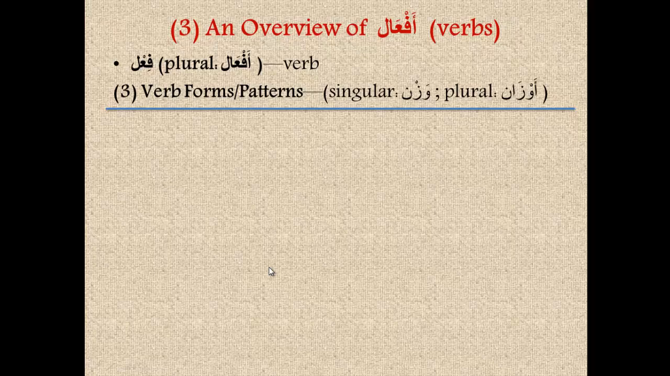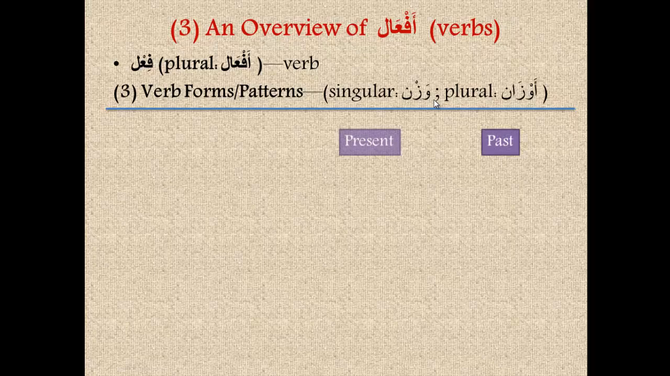Concept number 3 is the concept of the verb form, also called the verb pattern. And the Arabic word for verb form is wazn. The plural form of that is awzan. So when we say a wazn, we're talking about a verb form. The best way to illustrate this concept is, of course, by way of example.